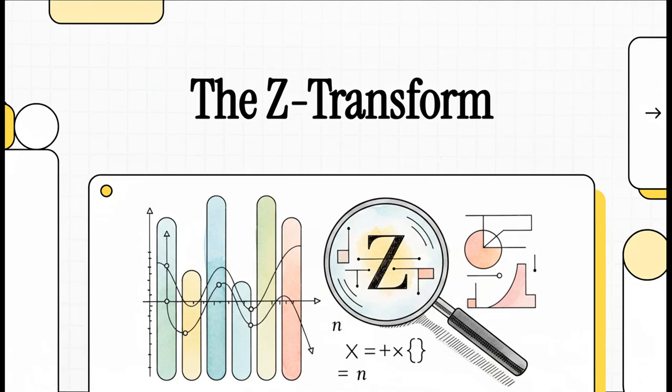Hey there. There's this incredible mathematical tool that can look at a super complex, kind of chaotic digital system and just turn it into a simple algebra problem. It sounds like magic, but it's real. It's called the Z-transform, and today we're going to decode it together. All right, let's jump right in.